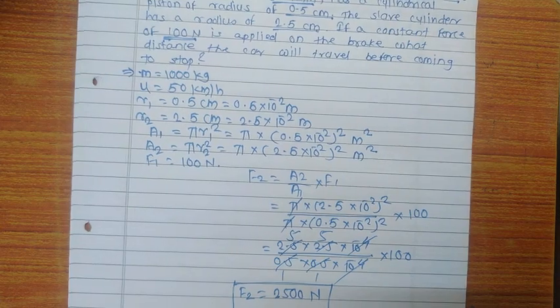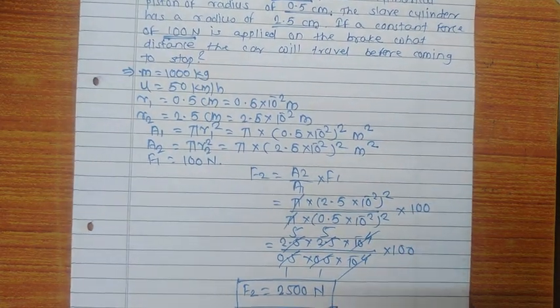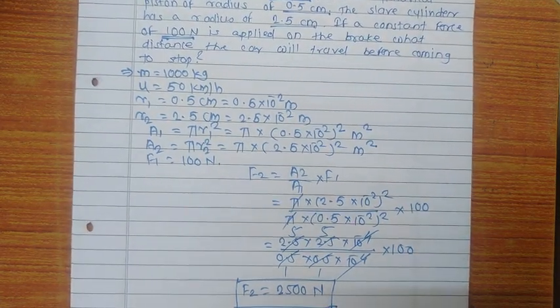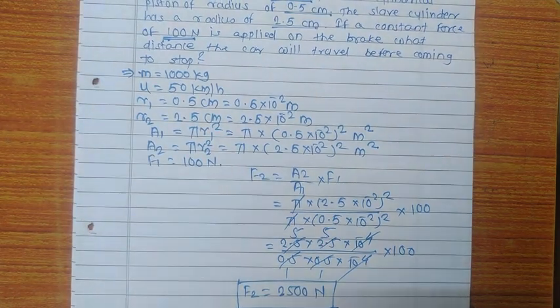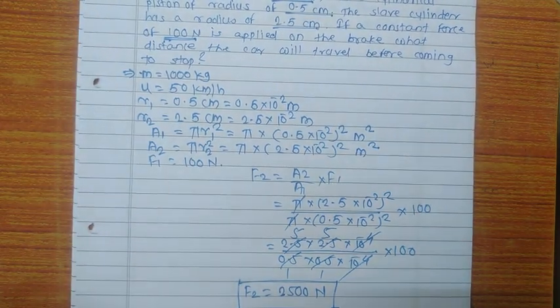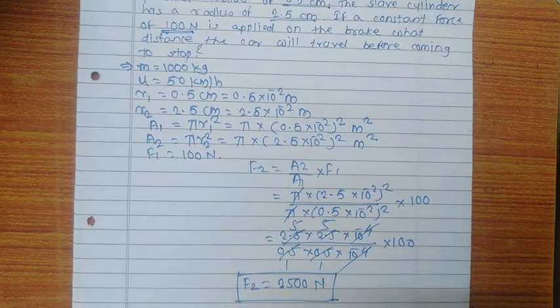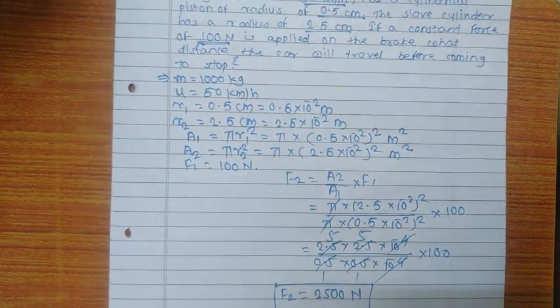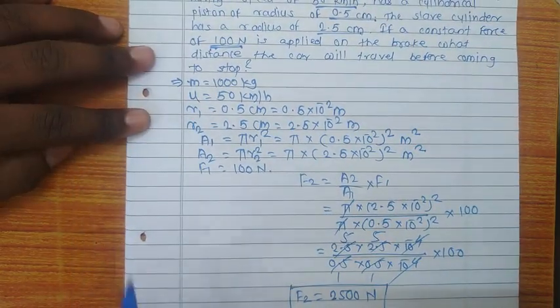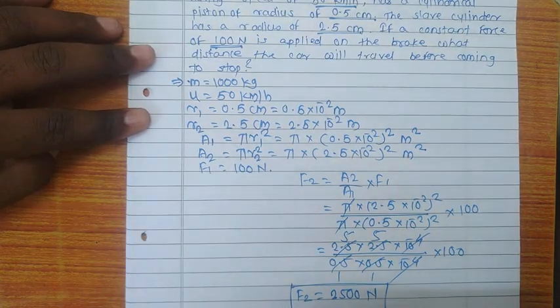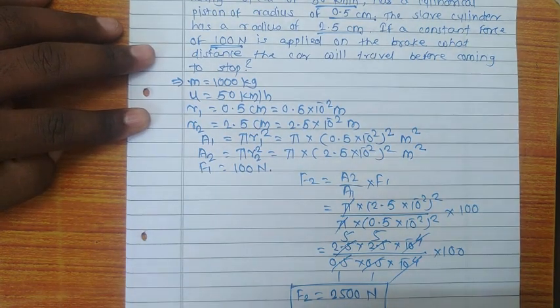But what do we have to find? We have to find at what distance the car will stop, what distance the car will travel before coming to stop. So it means that we have to find its displacement. To find that displacement, let's say that we have to find the acceleration. So final force is what?